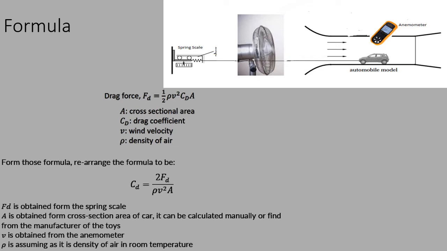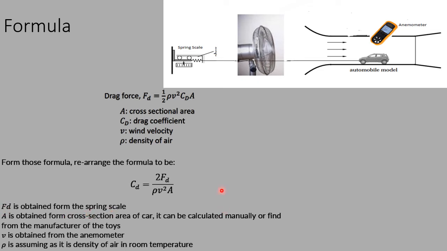The first one is the formula for finding the drag force, which is Fd equal to half rho times velocity squared, times the drag coefficient, times the area. So we modified the formula. We just rearranged it to find the drag coefficient, and the formula becomes like this: 2 times the drag force over rho times velocity squared times area, and the Fd is obtained from the spring.